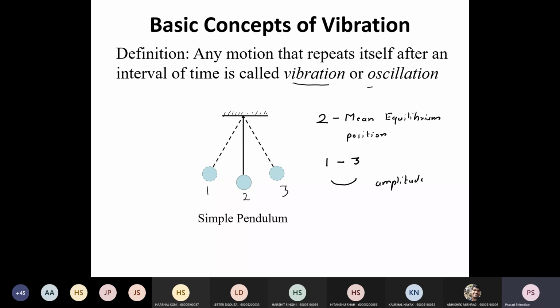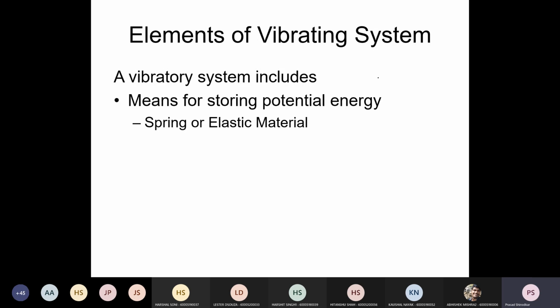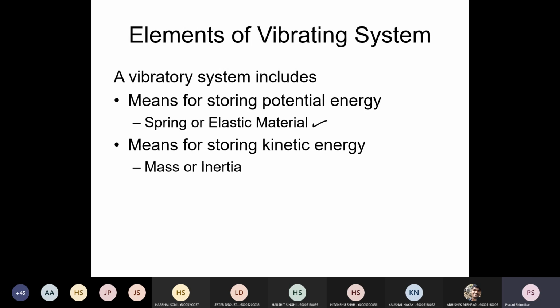Now, a typical vibrating system includes some basic elements. It includes an element to store potential energy. This element which stores the potential energy is called the spring or any form of elastic material. It may not always be a spring; it can be some kind of elastic material. Okay. Then it also needs a means for storing kinetic energy. That element is basically your mass or inertia.